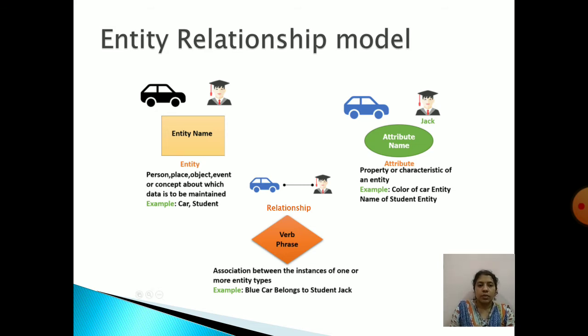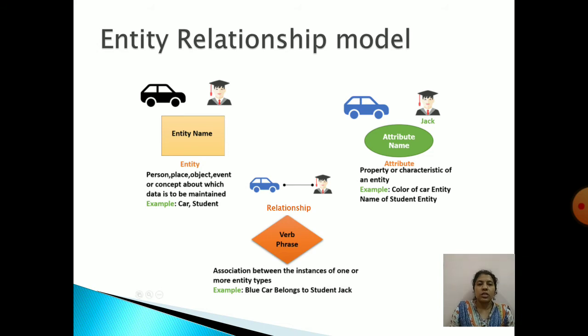Now attribute, see here, student is having different properties like student name, class, sem, section, all those things. So those are the attributes. And if I take car as an entity, then car has color or make, then registration number, vehicle number. So all these are the properties of a car.